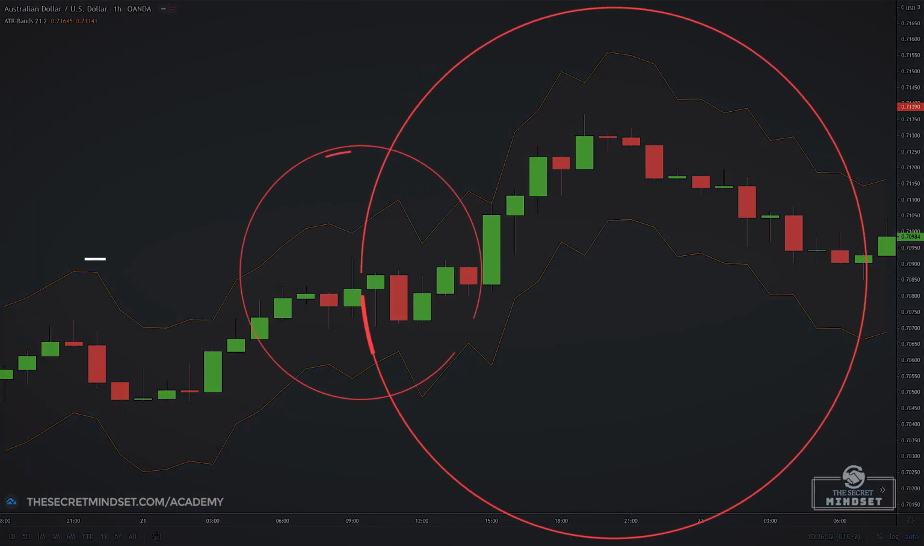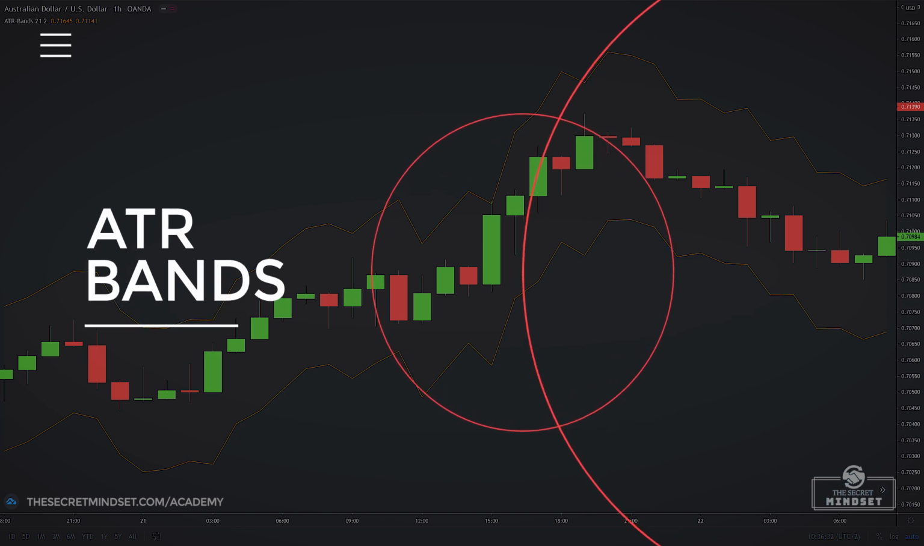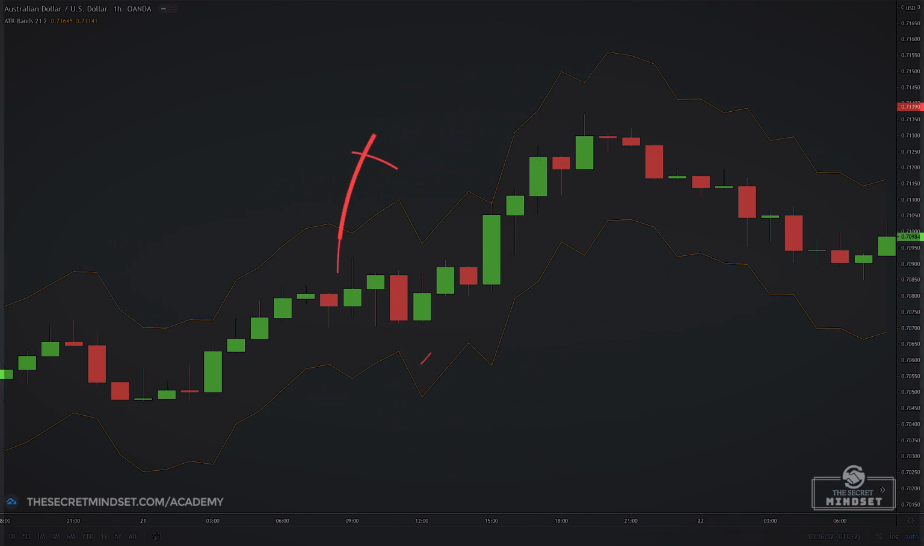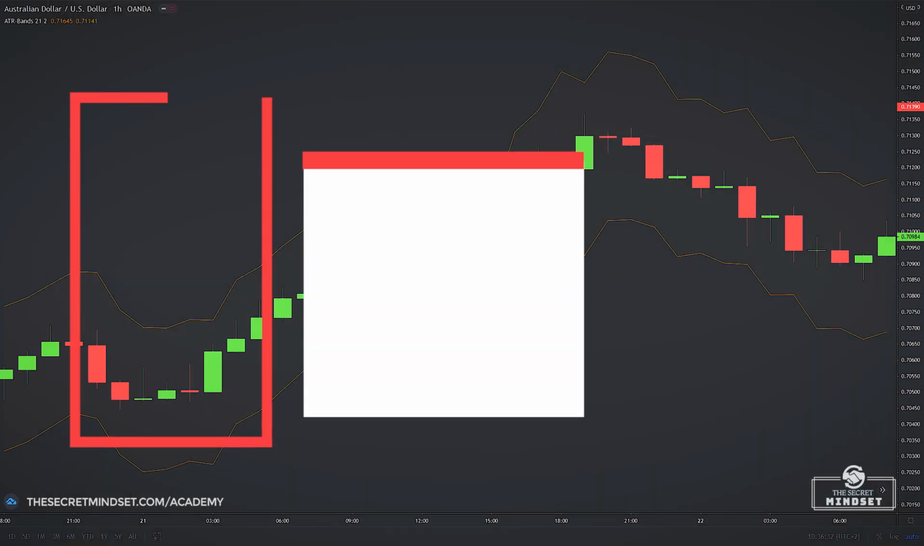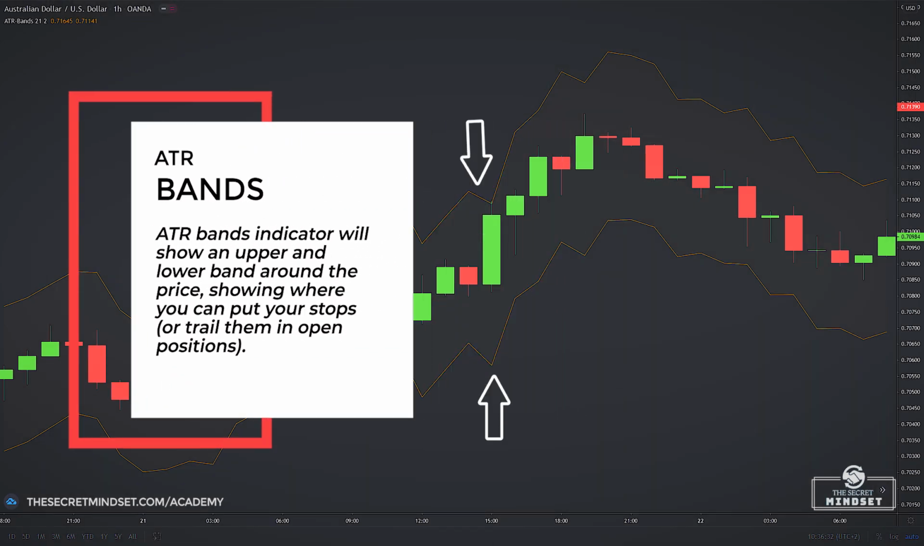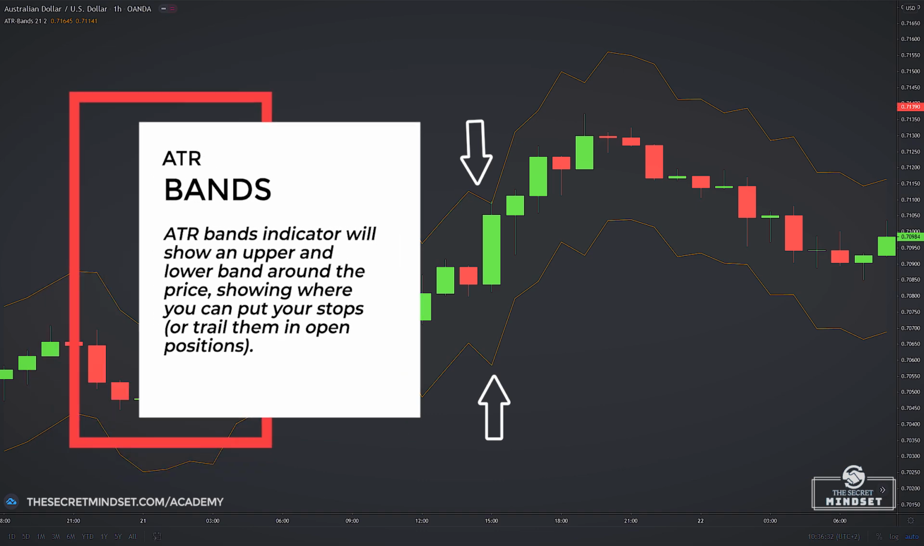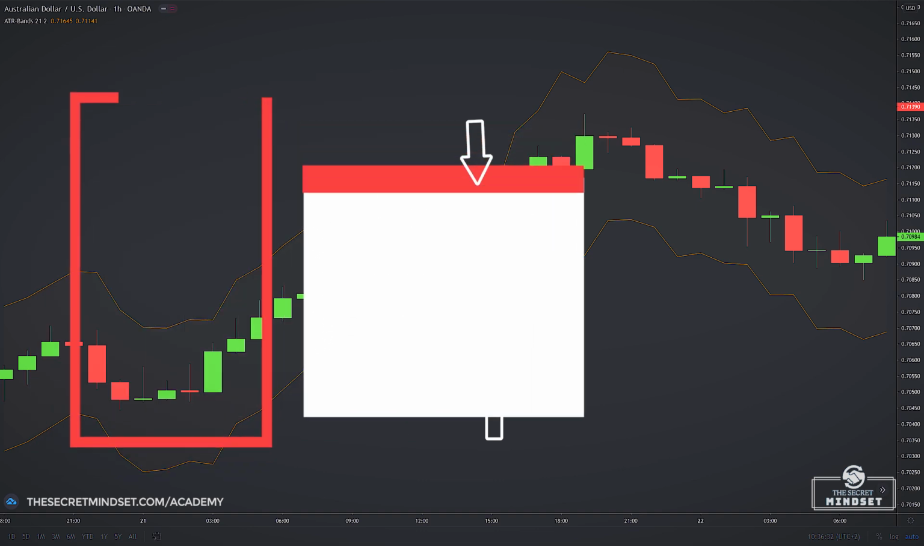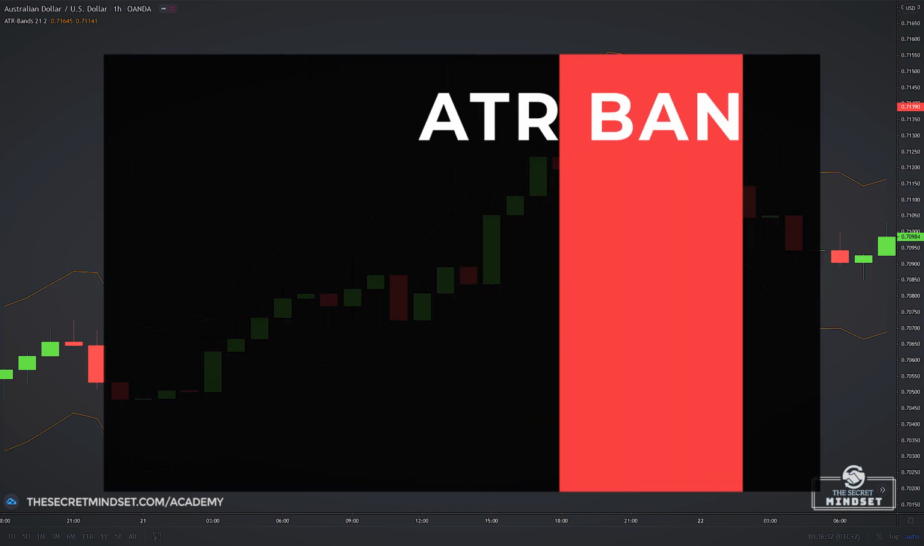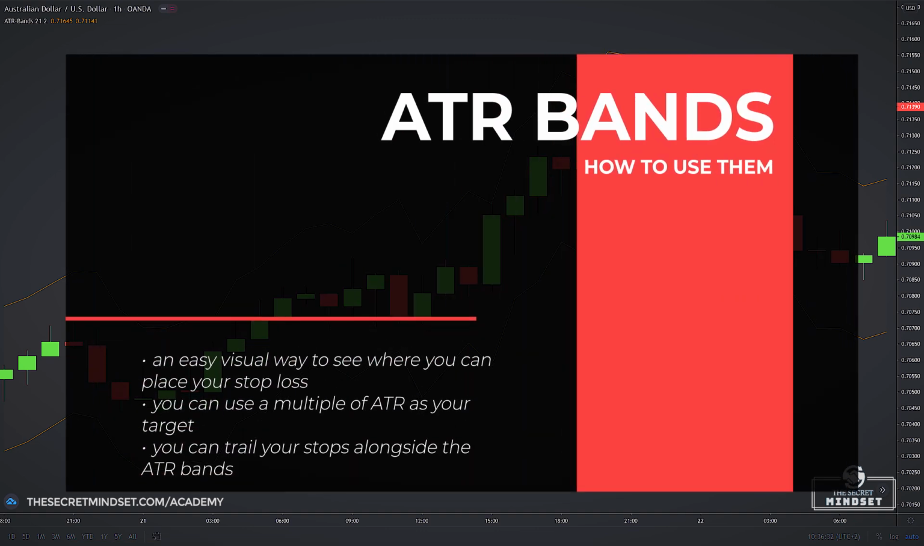Now here's an interesting indicator. In order to make it easier to visually see where those stops would be placed, you could use the ATR bands. This indicator will show an upper and a lower band around the price, showing where you can put your stops or trail them in open positions. You can use ATR bands in a number of ways. It's an easy visual way to see where you could place your stop loss. You can use a multiple of ATR as your target, and you can trail your stops alongside the ATR bands.